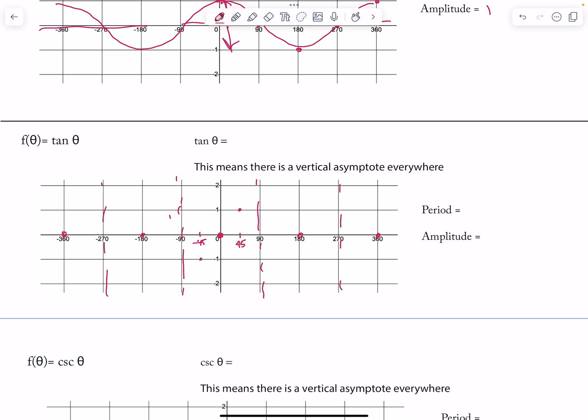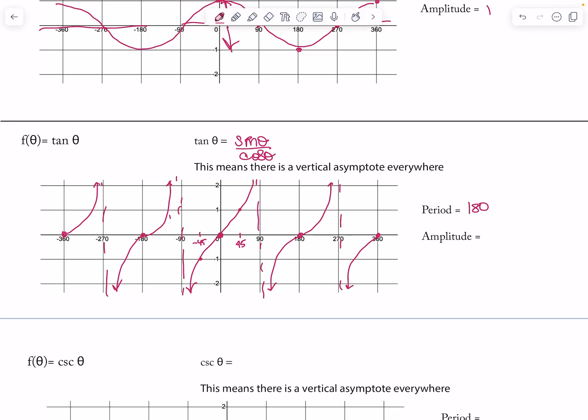So my graph actually looks something like this. And then it repeats. So it goes here, it goes here, and then it goes up here. So tangent, remember, is sine of theta over cosine of theta. So the period is actually 180 degrees.